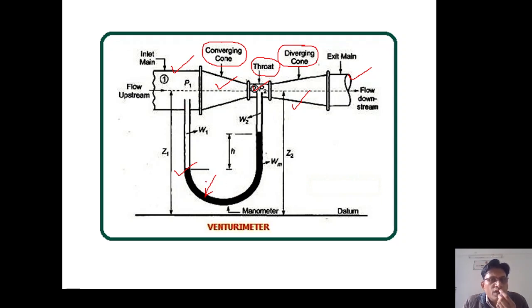in which mercury is filled, connected at the inlet portion and the throat portion. And when fluid is flowing inside the pipe, one most important thing is that flow is always from the converging cone side. It means flow will always be from the left side. So you have to arrange accordingly.